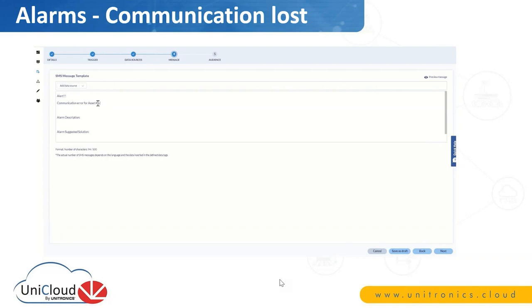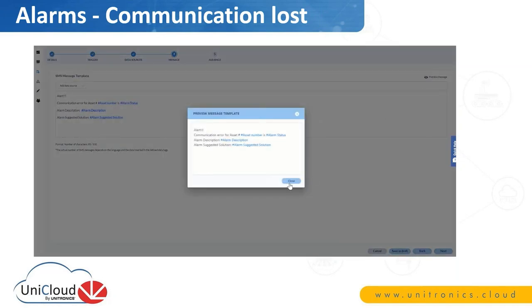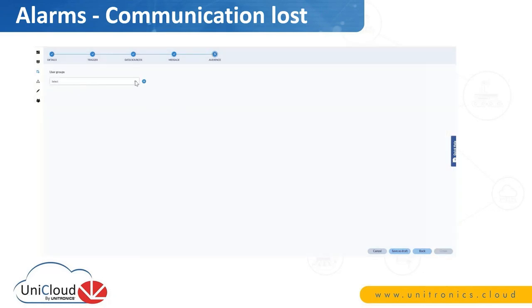So communication error for asset number, and over here I'm going to place the dynamic value that I just created. Asset number is status. Okay. So in this case, it will be communication error for asset number 125 is on. I can add the alarm description, I can add the suggested solutions, and I can see the template that I just created. And of course, I can place over here a lot of information with some guides, who to call, and so on and so on.